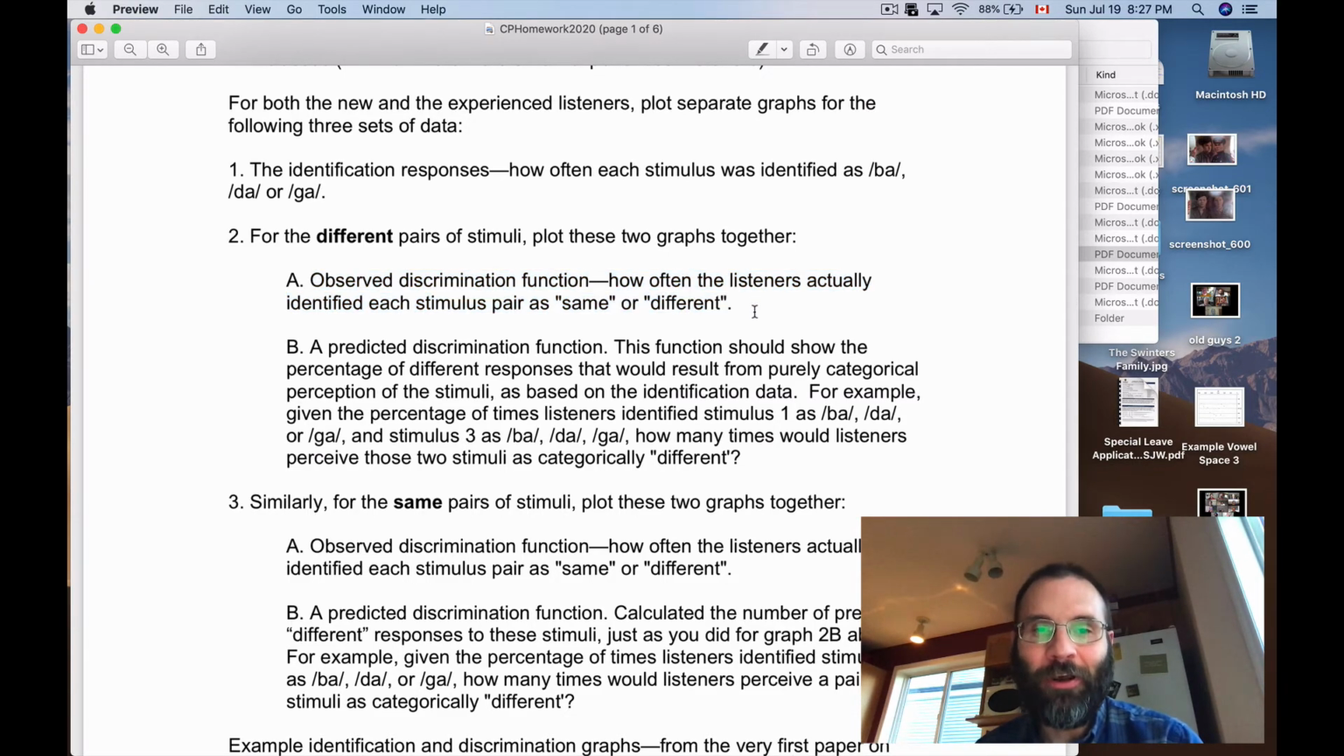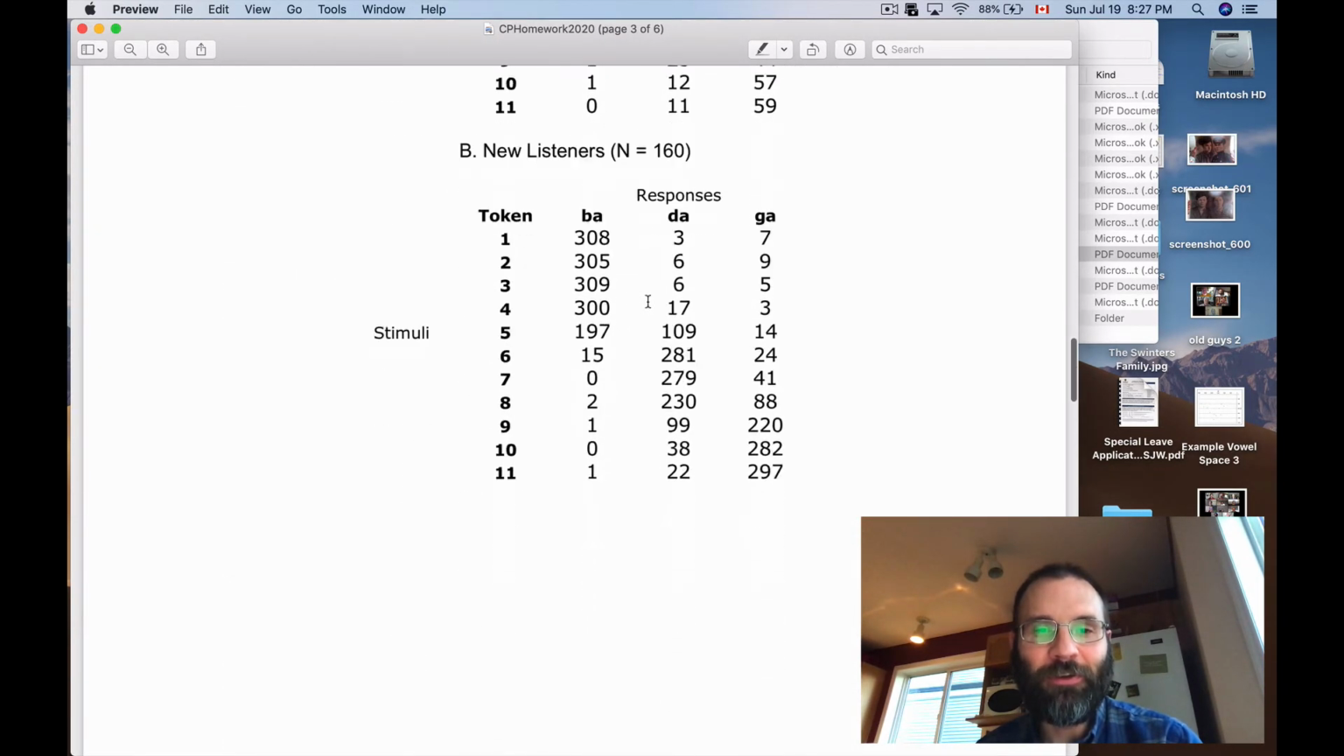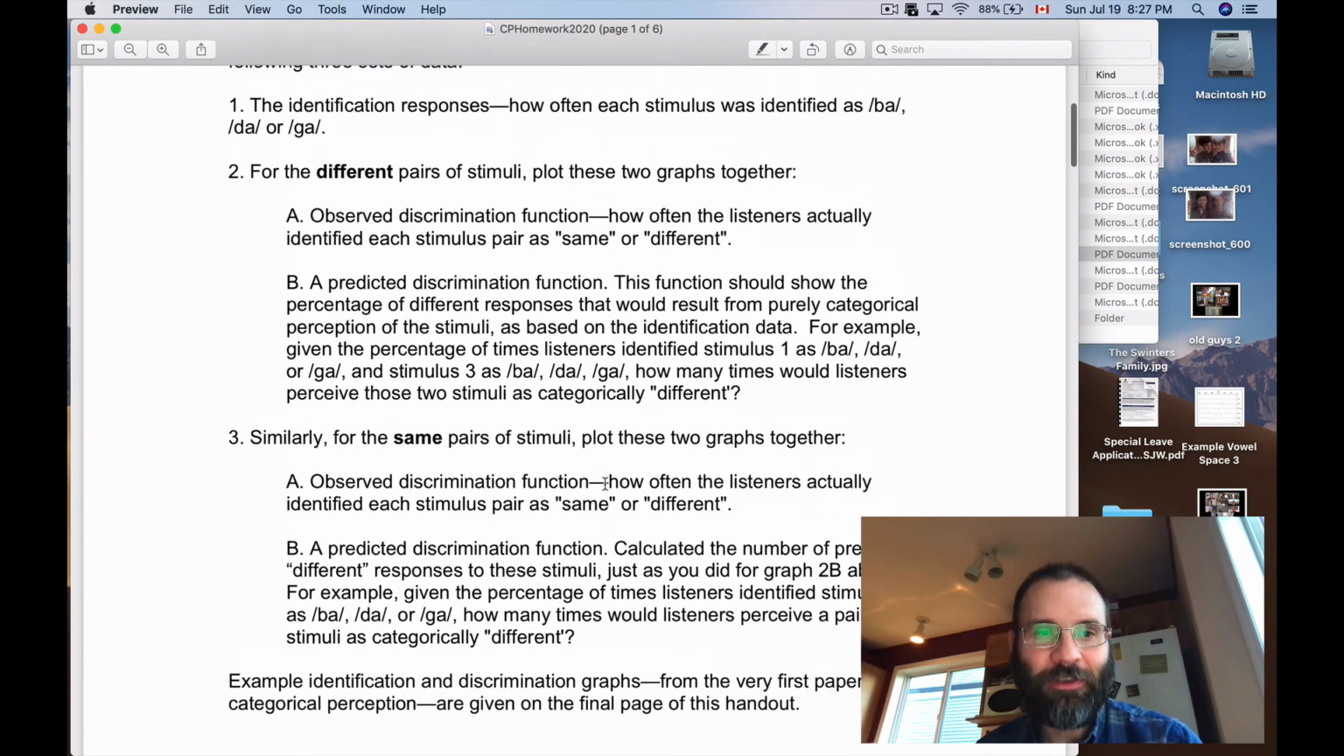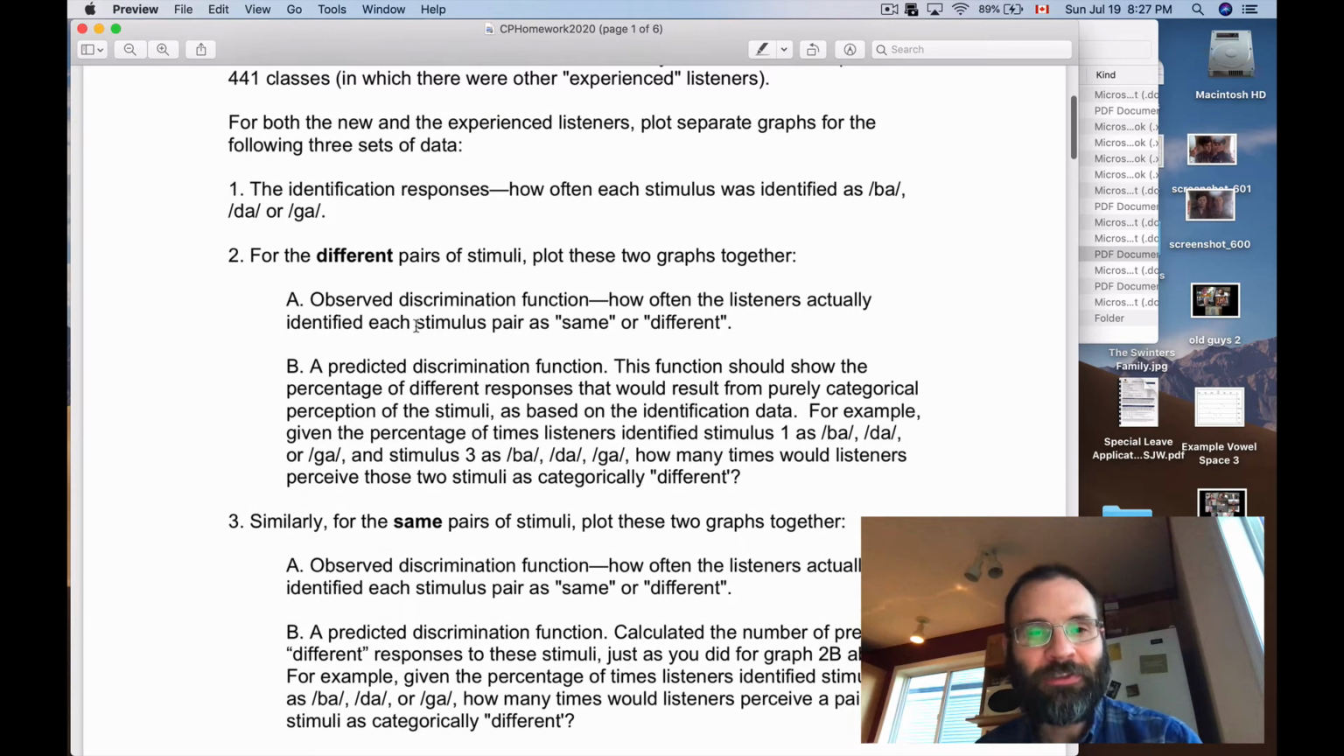That one's the easy one because it's based on the numbers in these tables right here. So just plot how many times in this particular case the listeners hear the stimuli as same or different. I have this listed out as same or different. You really only need to pick one. And it might be easier, because there are different pairs of stimuli, to just plot the number of different responses.